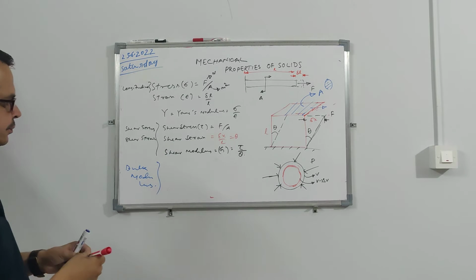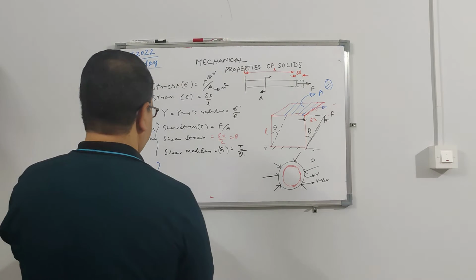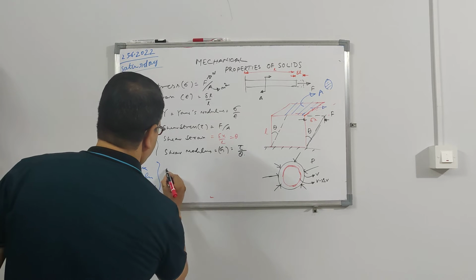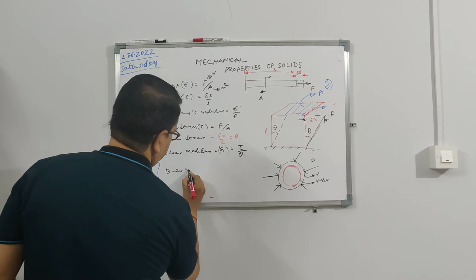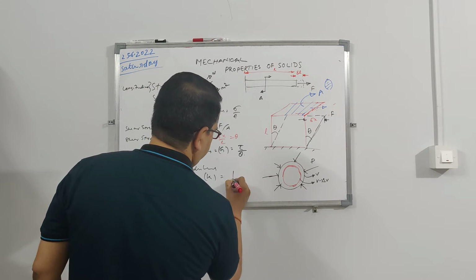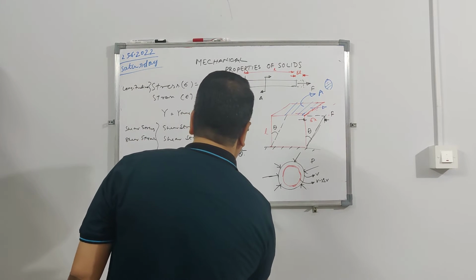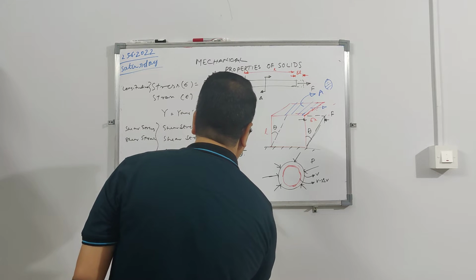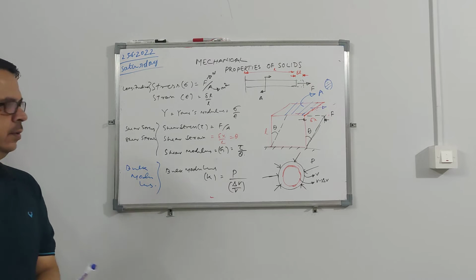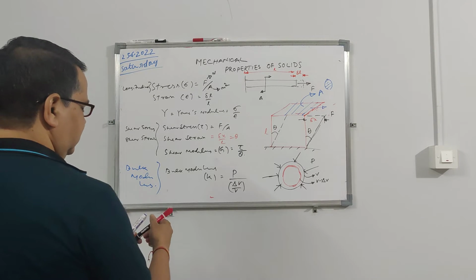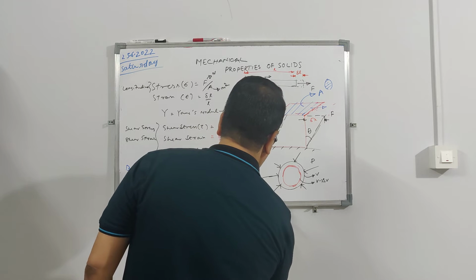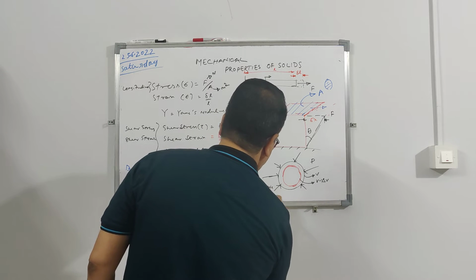Here the bulk modulus we write as K. K is equal to pressure divided by delta V by V. This delta V by V is called volumetric strain.